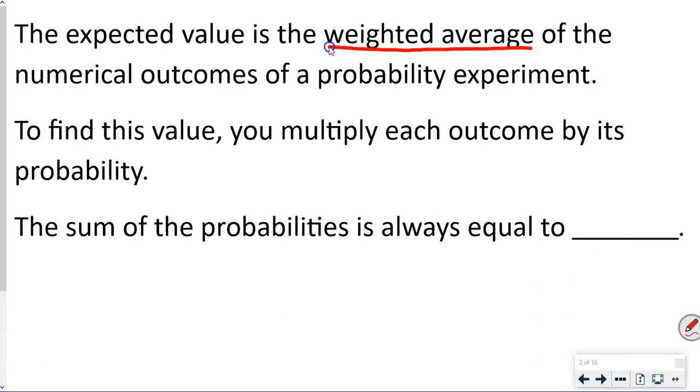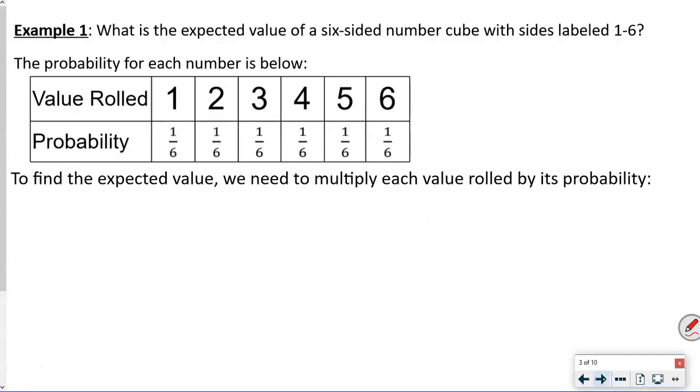So the sum of the probabilities is always equal to 1 or 100%. Okay? And remember, when we do these percentages, we're actually going to change them to decimals anyway. So when we add them all up, ultimately, they're still going to equal 1. So example 1 says, what is the expected value of a 6-sided number cube with sides labeled 1 through 6? The probability for each number is below. So obviously, the probability of rolling any one of those numbers is 1/6, right?